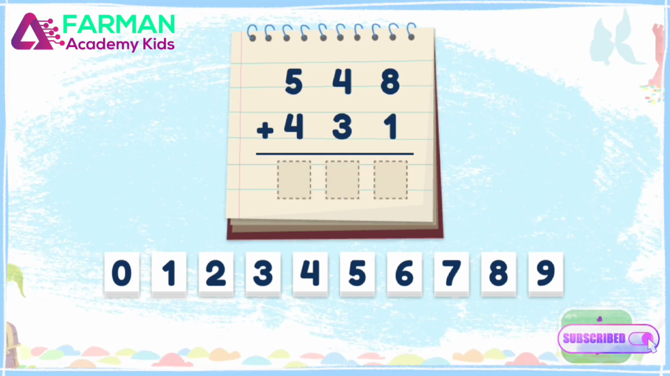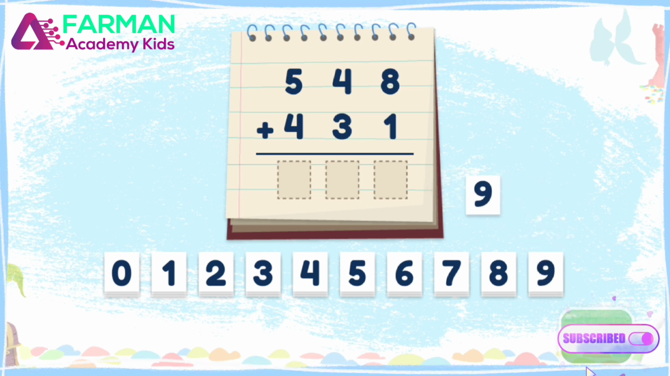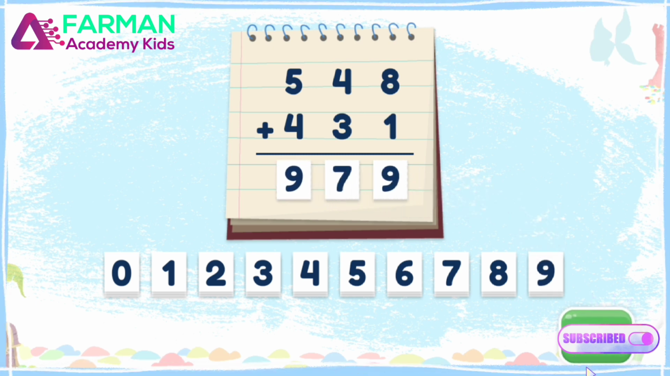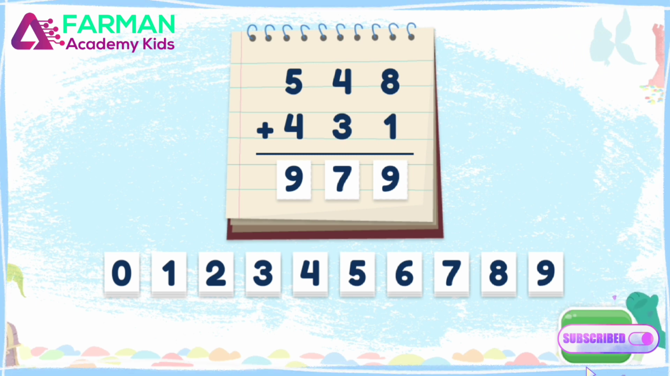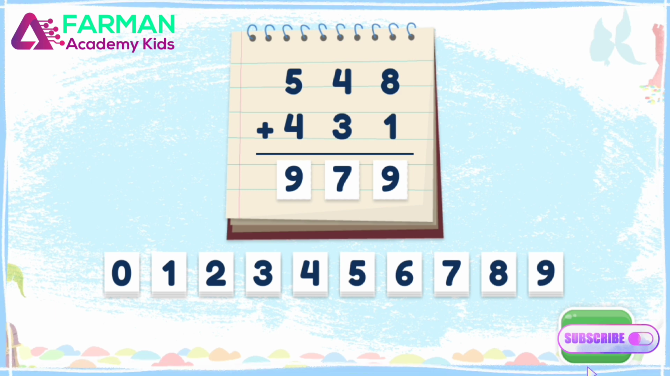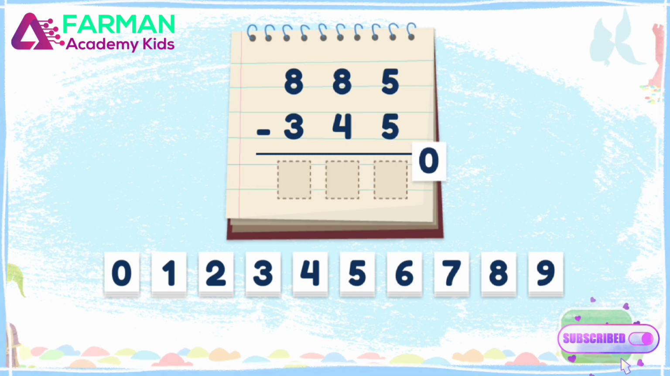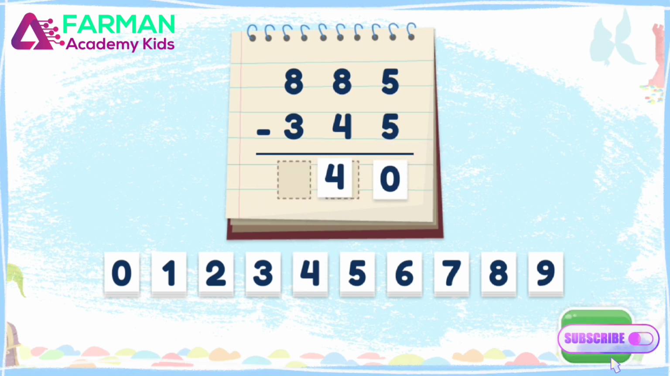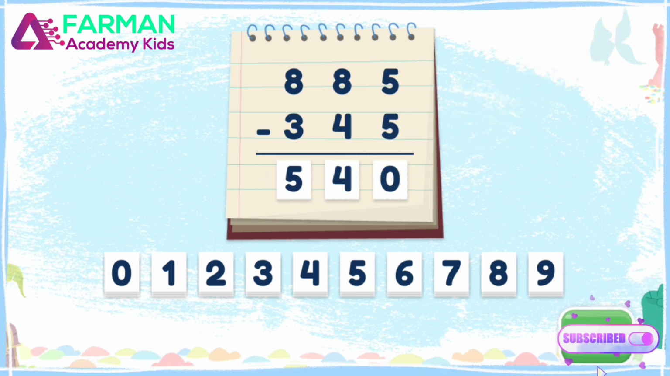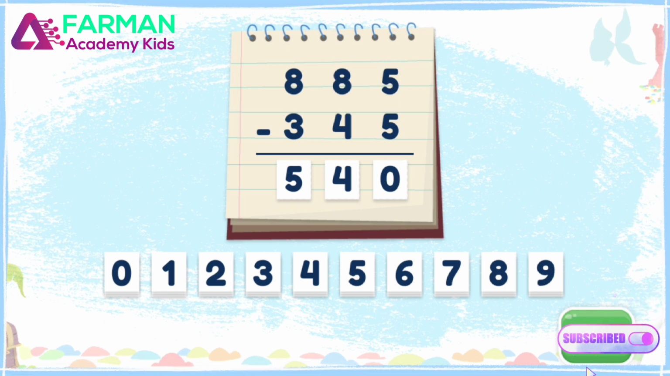Let's combine all that we did earlier. Solve this equation by adding with place value. You solved it! 548 plus 431 is 979. Solve this equation by subtracting with place values. Great job! 885 minus 345 is 540.